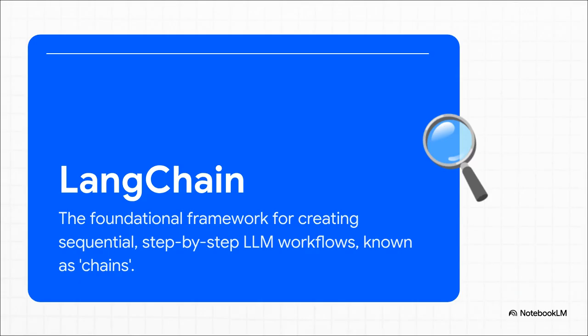Okay, so let's kick things off with the OG, the one that started it all, LangChain. The best way to think about it is like a recipe. You know, a really simple step-by-step recipe for your AI. You do step 1, then you do step 2, then you do step 3. There's no jumping around, no going back, it's just a straight line. And that's why they're called chains. You're just linking one step to the next.